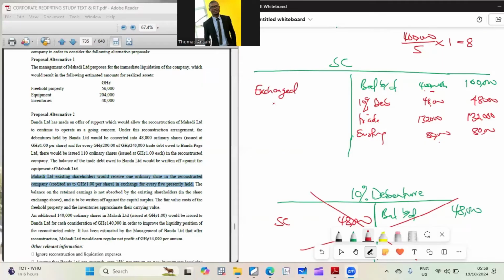They must be off. So in the exchange, what do you think is the double entry? Because at the end of the day, this 100,000 has to go away.